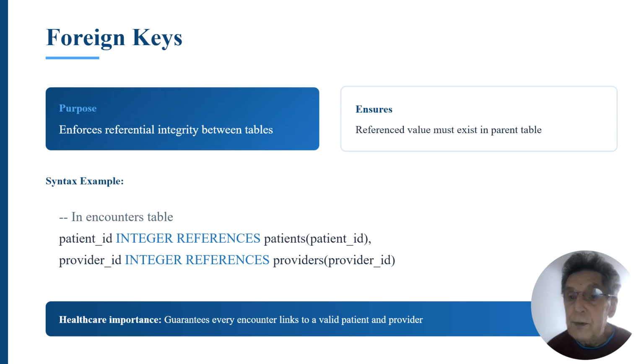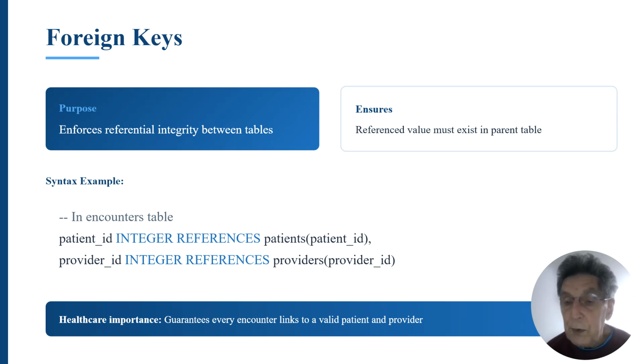Foreign keys are how relational databases maintain data integrity across multiple tables. The purpose is to ensure reference values actually exist in the parent table. The syntax is column name, integer, references, parent table name, in parentheses, parent column, close parentheses, and that's the statement.